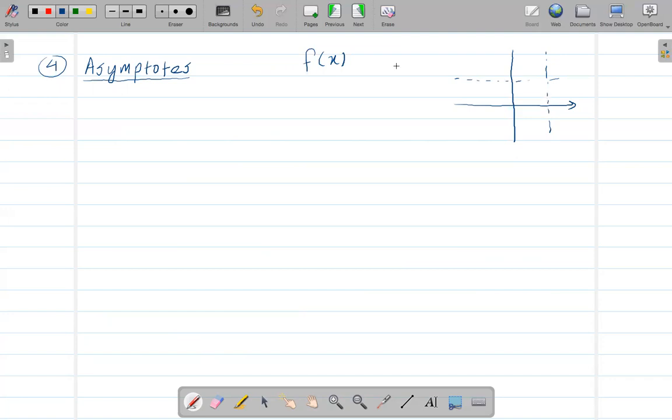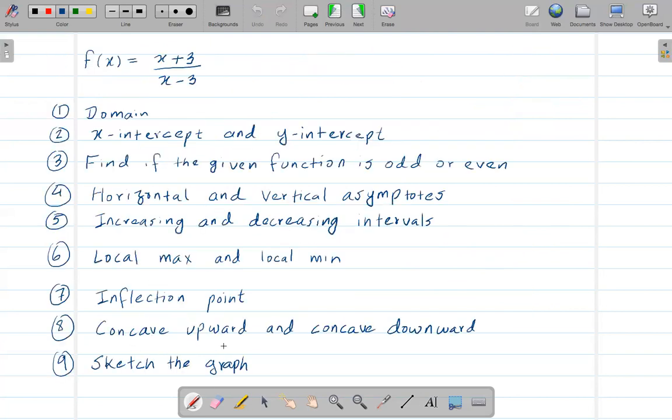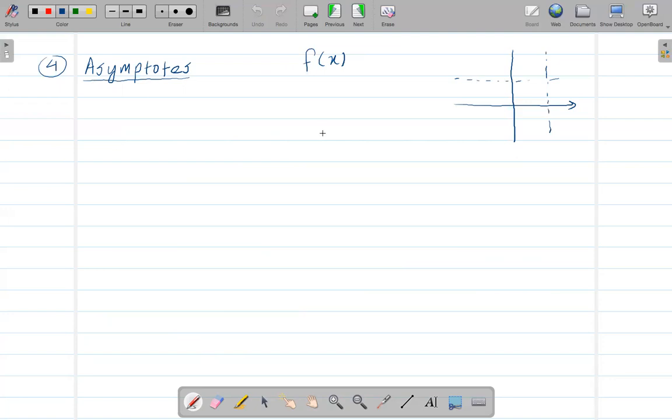And when you draw the graph of this function, it is not going to touch any of these lines. Later on we will find the graph of this given function as well. I've said sketch the graph, so we will be doing that later on. But let's do everything step by step. Here we need to find horizontal asymptotes and vertical asymptotes. First, the horizontal asymptotes.